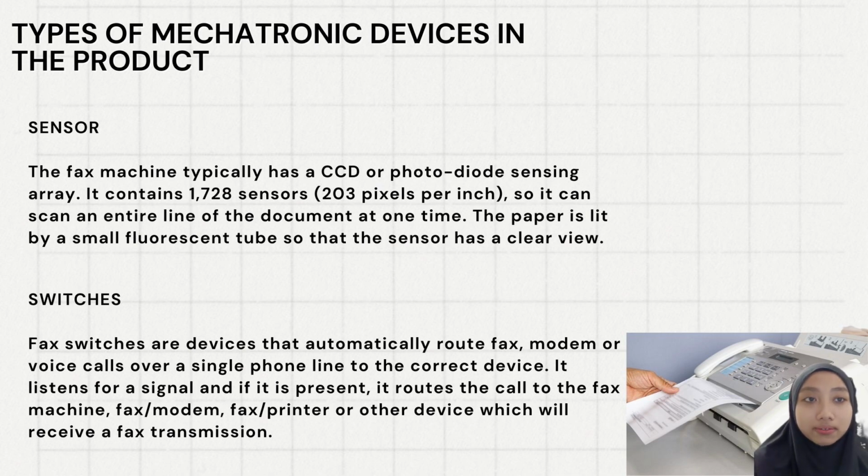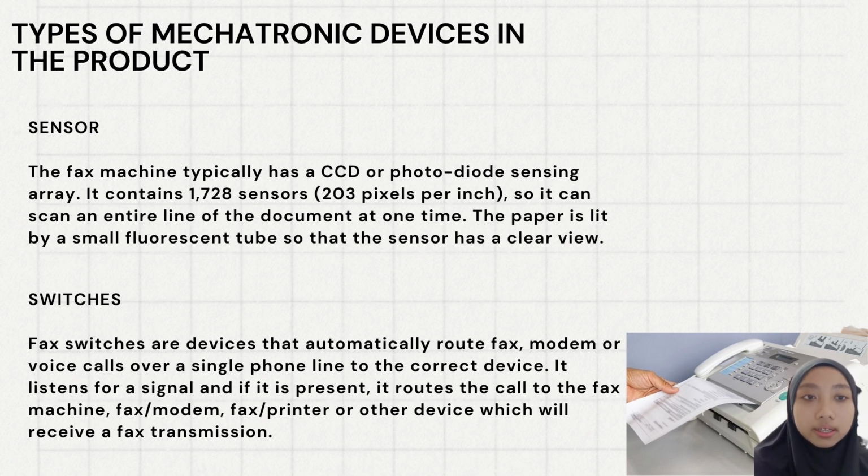Types of mechatronic device in the product. 1. Sensor. The fax machine typically has a CCD, which is a charge coupled device, or photodiode sensing array. It contains 1728 sensors, which is 203 pixels per inch, so it can scan an entire line of the document at one time. The paper is lit by a small fluorescent tube so that the sensor has a clear view.